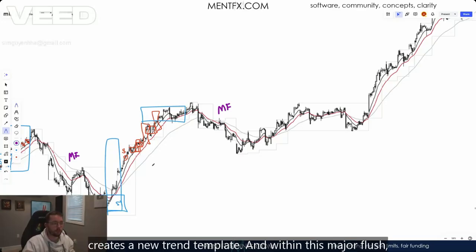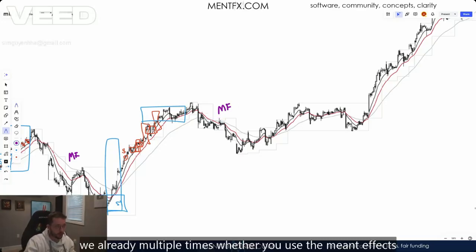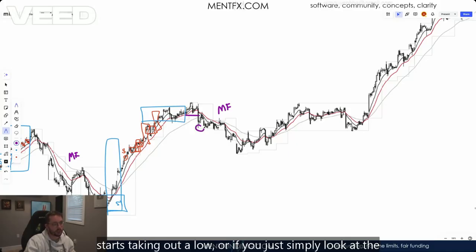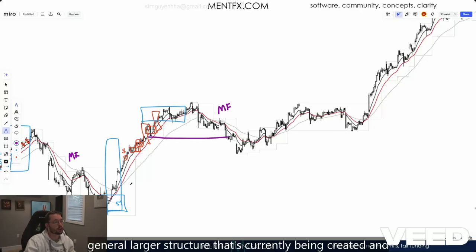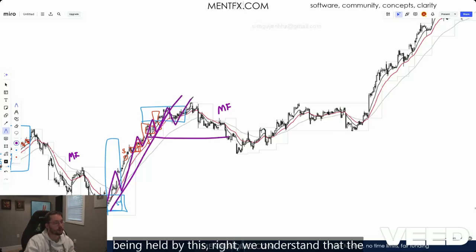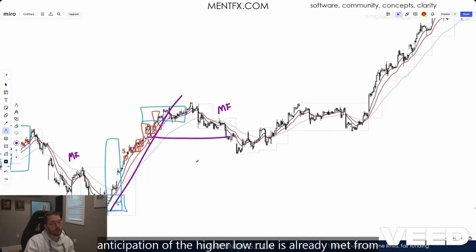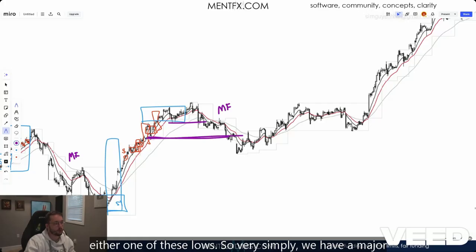a new trend template. And within this major flush, we already multiple times, whether you use the MentaFX indicator that you already have on your charts now where it starts taking out a low, or if you just simply look at the general larger structure that's currently being created and being held by this, we understand that the anticipation of the higher low rule is already met from either one of these lows.